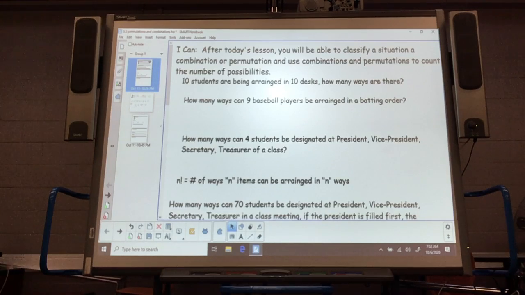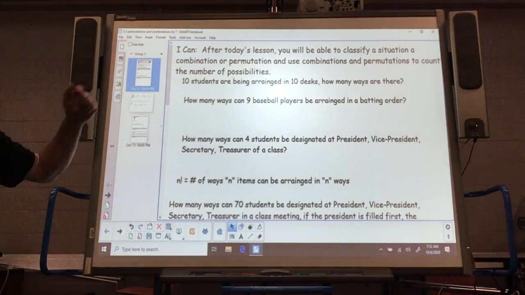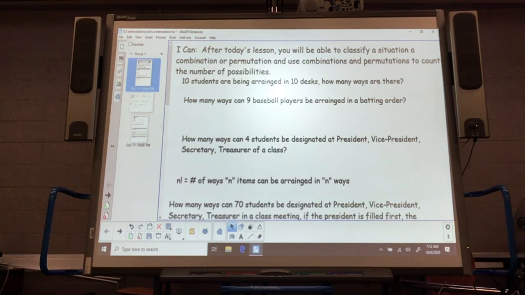How many ways can 10 students be arranged in 10 desks? We can do that. But how about 9 baseball players arranged in a batting order? If I was going to calculate how many ways 9 people can be arranged in a batting order, how can we calculate? We have 9 players. We have 9 positions in the batting order. How can we calculate the 9 people in the 9 positions? Trevor, what can we do? 9 factorial.